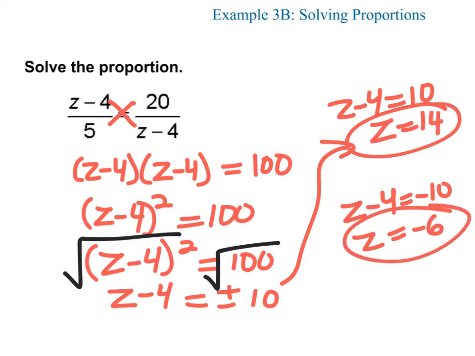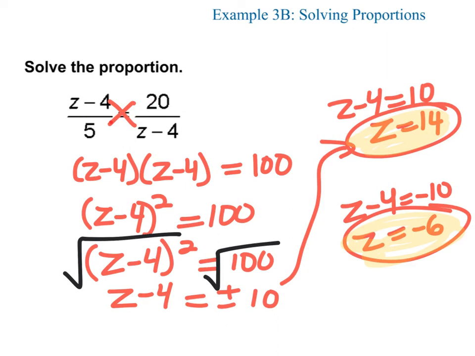And so these are the two answers for this problem. Both answers would work. Now, if we know that z is a length, we could obviously get rid of the negative answer, because if we knew that z was an actual length, it would have to be positive.